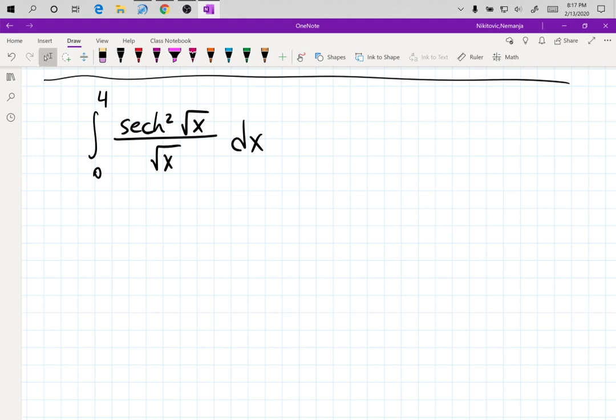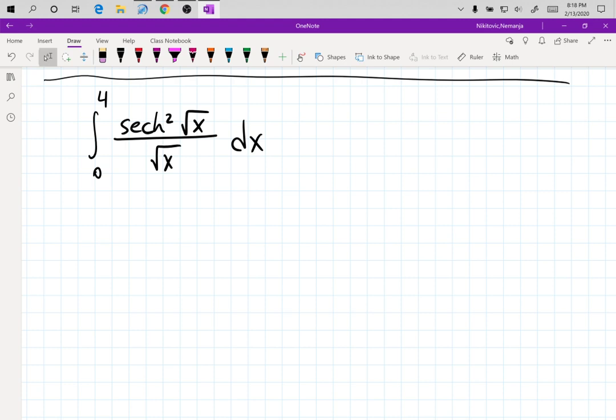Secant squared is the basic integral, right? What's the integral of secant squared? Yeah. Do we also see that we have this root x? No, they don't. Square roots. You use a u sub, right? And you just have to figure out the constant, and then you plug in 4, 0, and you're done.